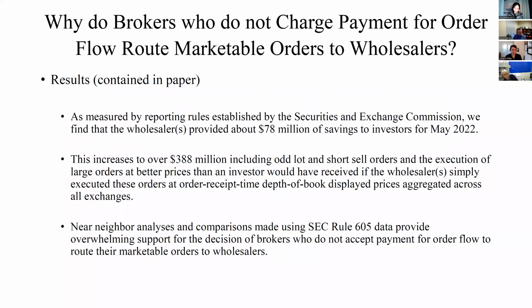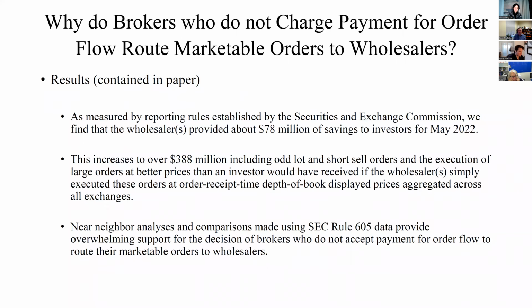And so one thing that's interesting is the SEC mandates the production of execution quality statistics for a set of orders, and that set of orders does not include odd lots, and the set of orders does not include short sales. Okay, so what we do is we quantify the amount of savings for investors in May of 2022 that are measured by the SEC's 605 reporting. That's 78 million. If you expand the SEC's methodology to the other sets of orders, short sales, odd lots, you'll see the number gets bigger.